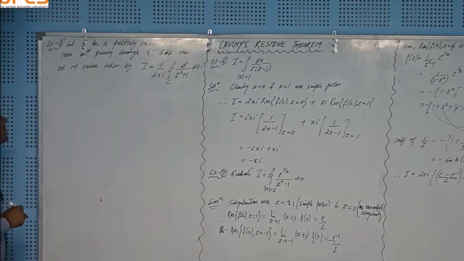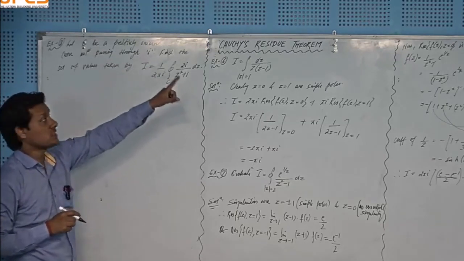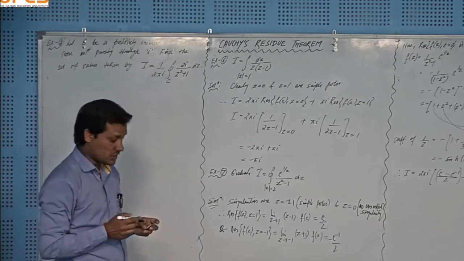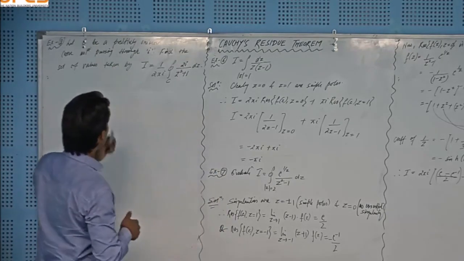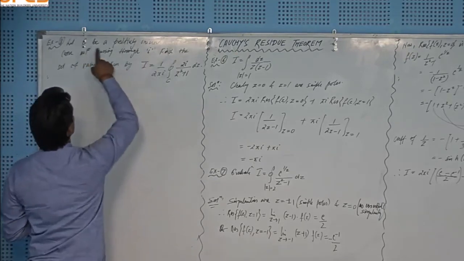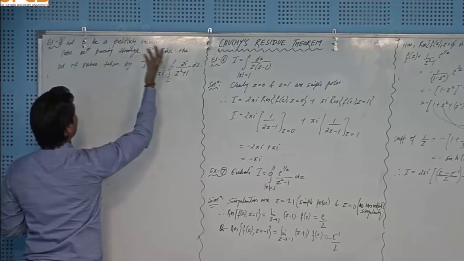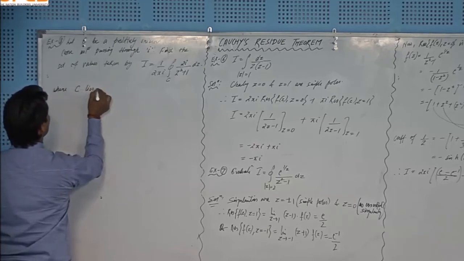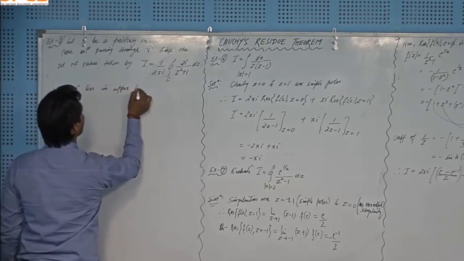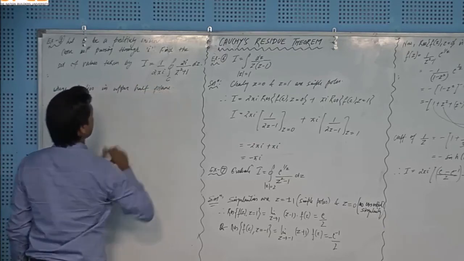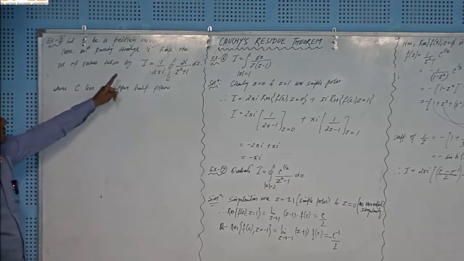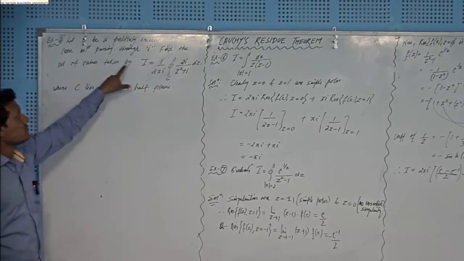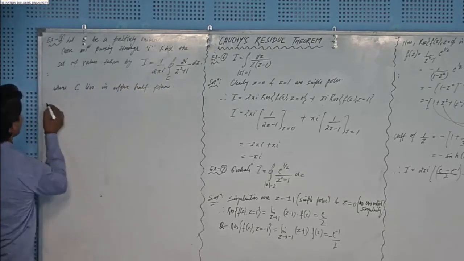So you have C, a positively oriented closed curve, and this time the word simple is excluded, and the curve is not passing through eta. The condition is that it should not pass through eta, and one more condition, it should lie in the upper half plane. So, where C lies in the upper half plane, you have to evaluate this integral, and you have to construct the set of values which is taken by this integral, right?